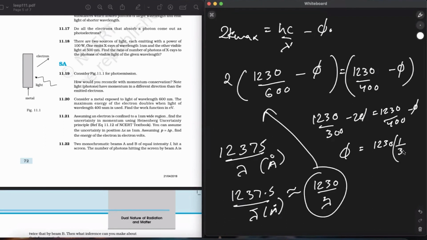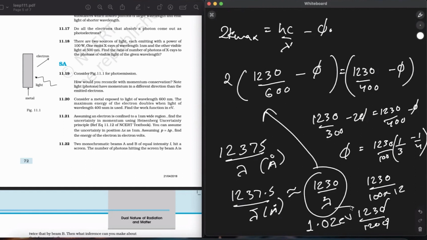upon 1/3 minus 1/4. So 1230 upon 100 into 4 minus 1 by 12. So 1230 upon 1200. So now you can calculate this. It will be something around 1.02 electron volts, something like this. Okay, this will be your answer.